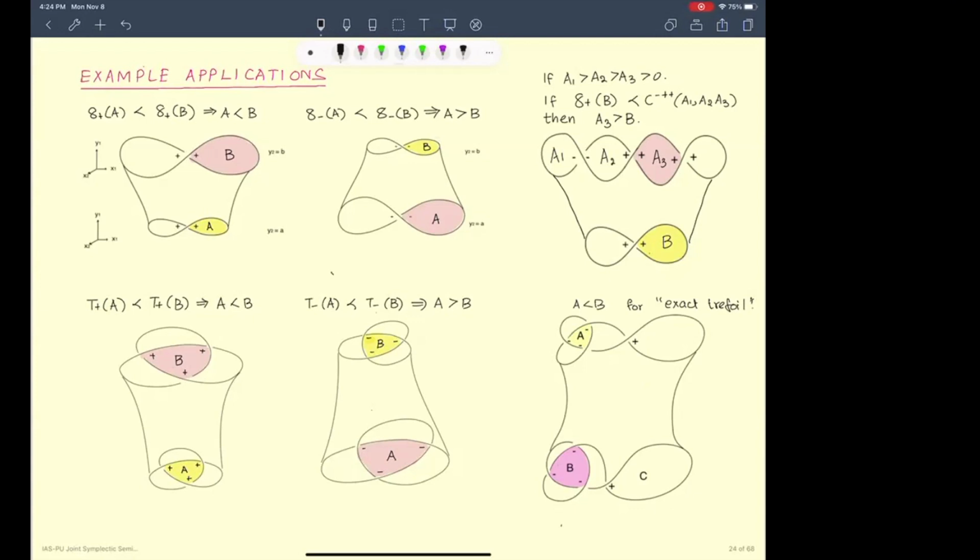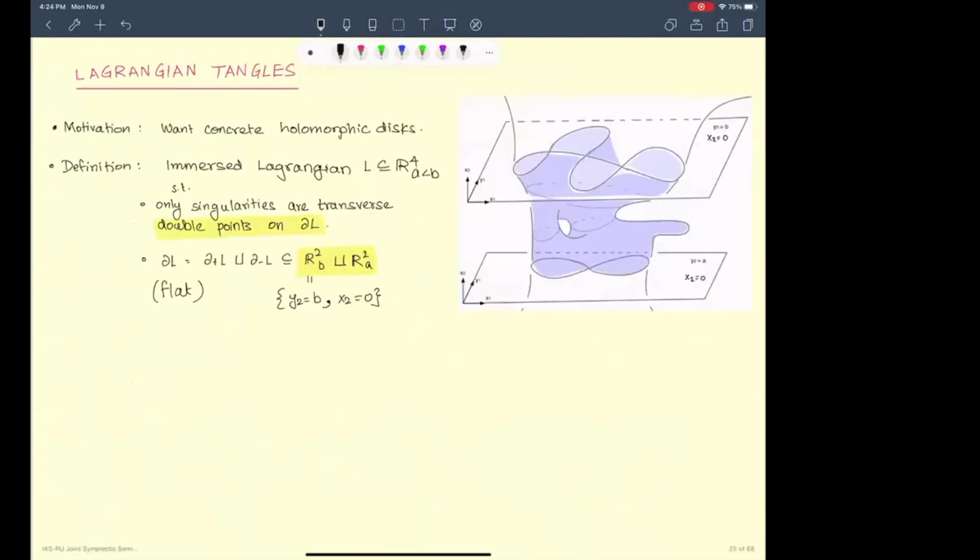Okay, questions? Okay. So now I'm going to tell you how to prove some of these things. The main tool we're going to use: the original Lagrangians we were looking at were embedded, and there weren't really, I mean, there were some holomorphic disks perhaps, but not very obvious ones. I want some more obvious ones.